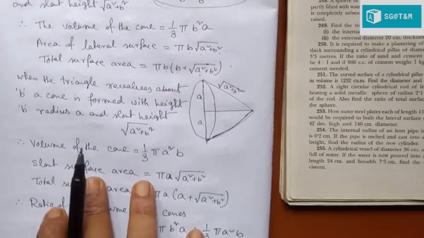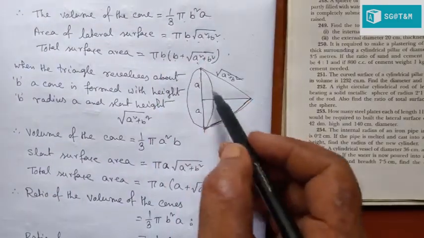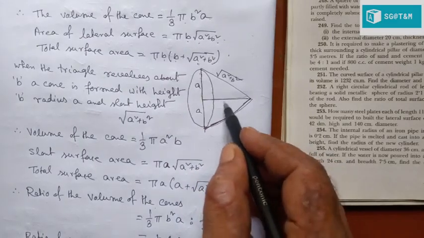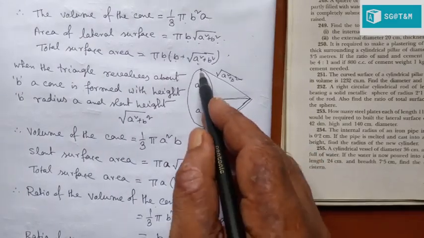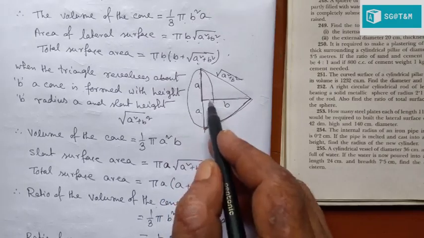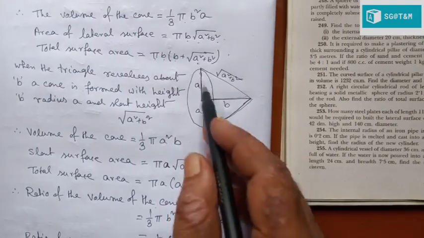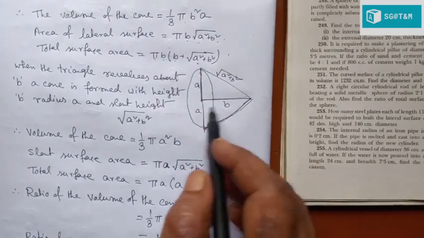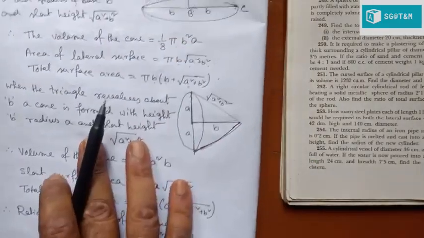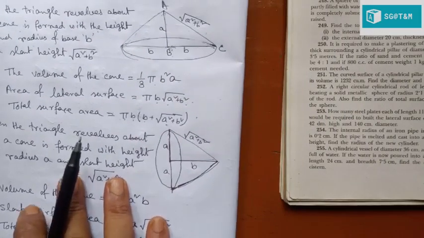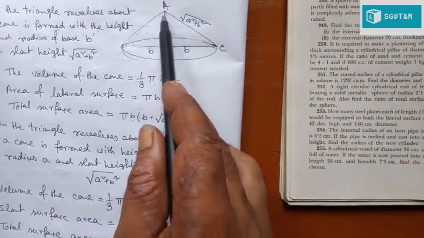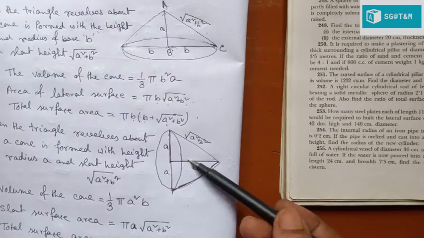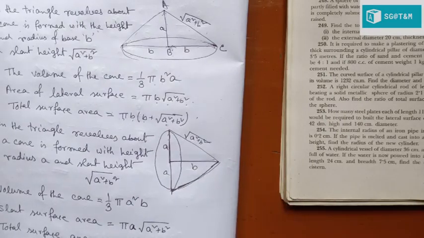In the second case, if we rotate this triangle with respect to b, then b is the height of the cone and a is the radius of base of the cone formed in this way. Compare these two figures one at a time. If we rotate through a, we get this cone, and if we rotate through b, we get this cone. Compare these two first.